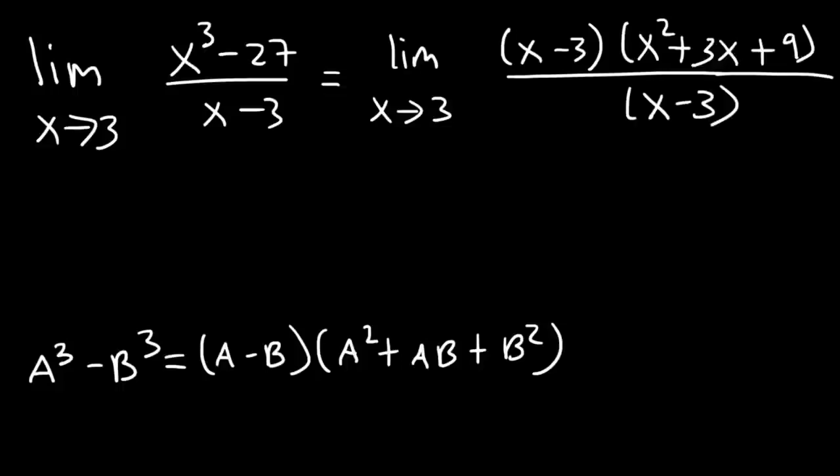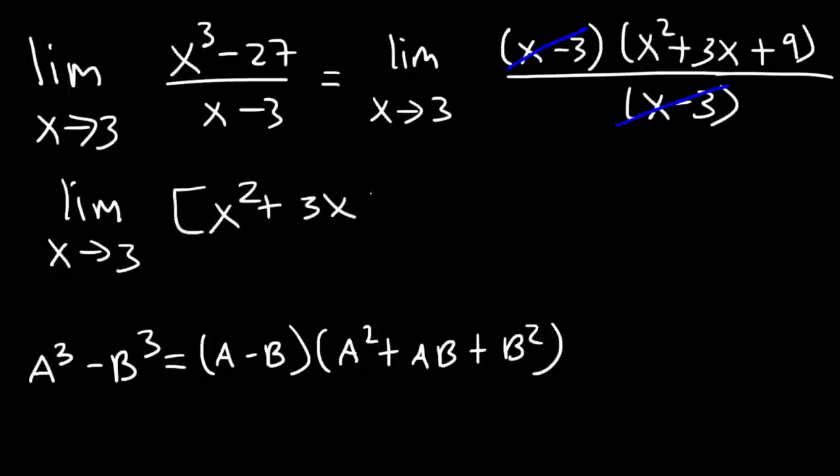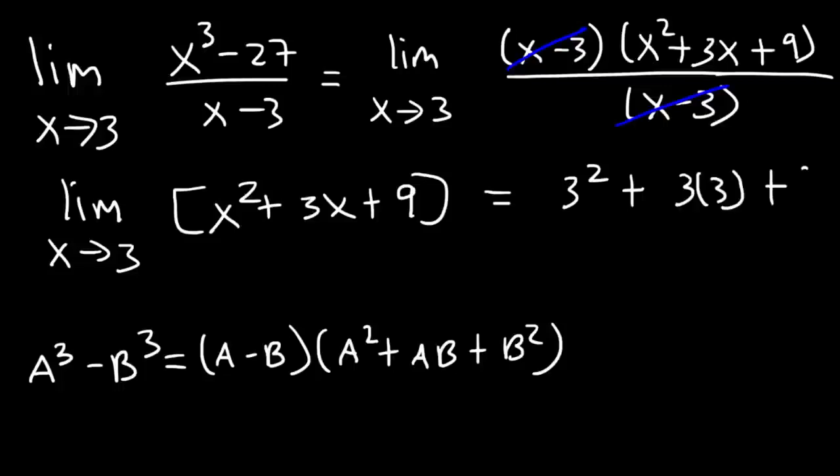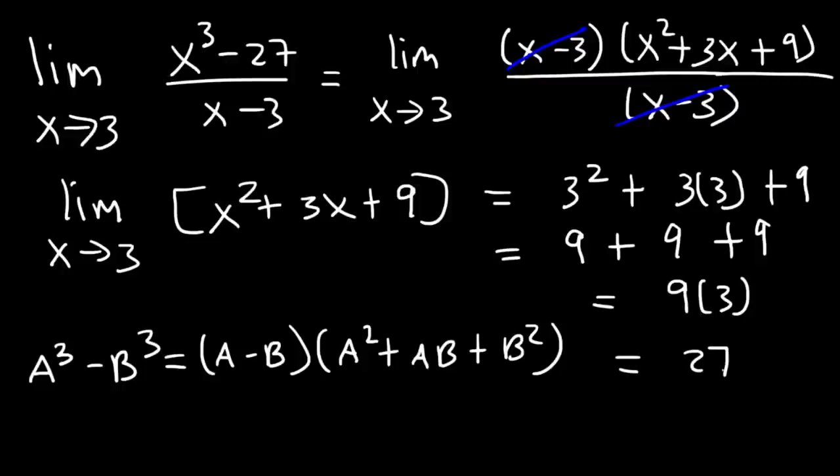So now we could cancel the factor x minus 3. What we have left over is the limit as x approaches 3 of x squared plus 3x plus 9. So at this point, we now can use direct substitution. So it's 3 squared plus 3 times 3 plus 9, which is 9 plus 9 plus 9. Adding 9 three times is basically multiplying 9 by 3. And so this limit is equal to 27.